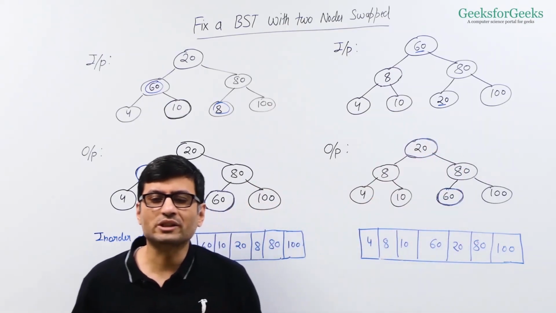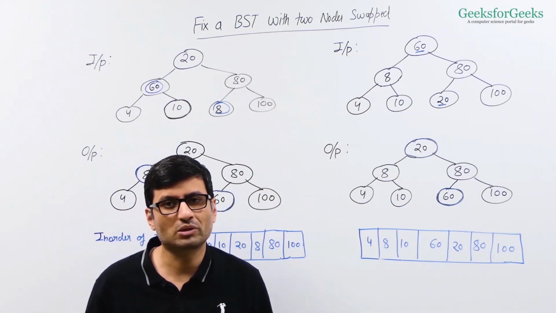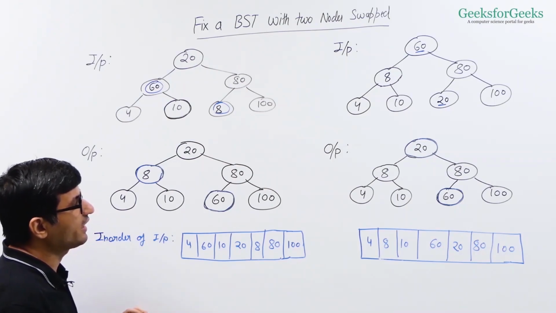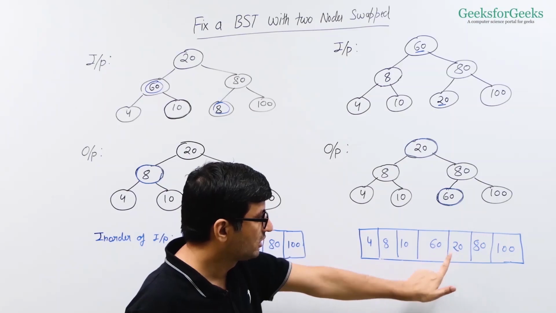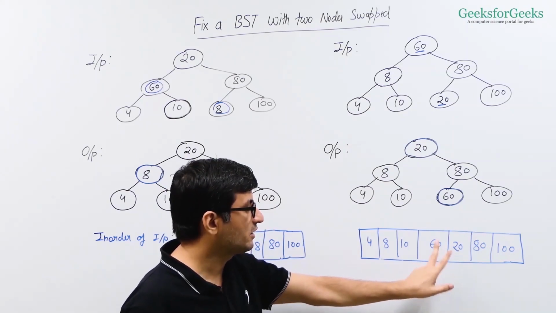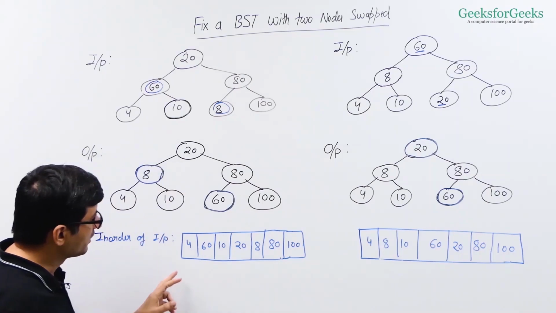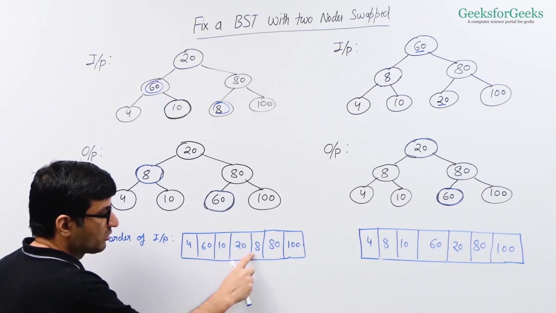I've taken two examples. I am explaining them again because there are two cases that arise when we solve this problem. The two cases are if the swapped nodes are adjacent in the array or in-order traversal, like this case. 20 and 60 are adjacent and they need to be swapped to fix the array. If you see this array, they are not adjacent, right? The first node is 60 and second node is 8.